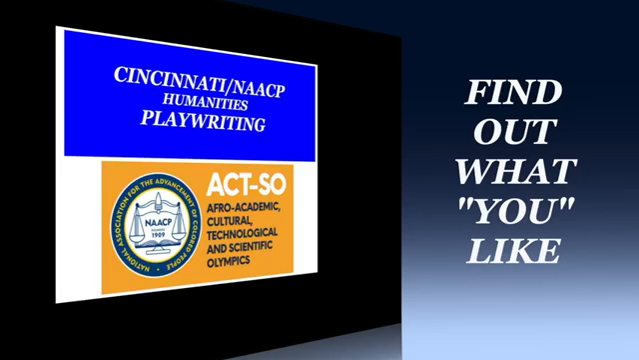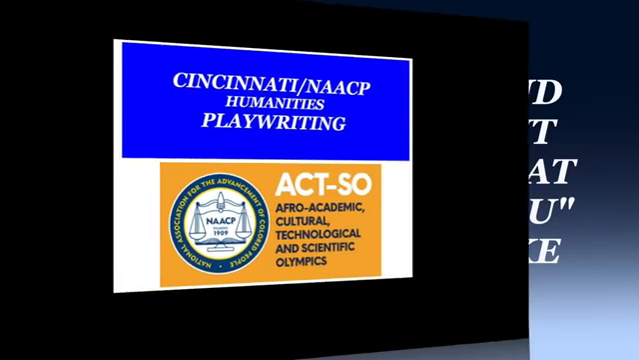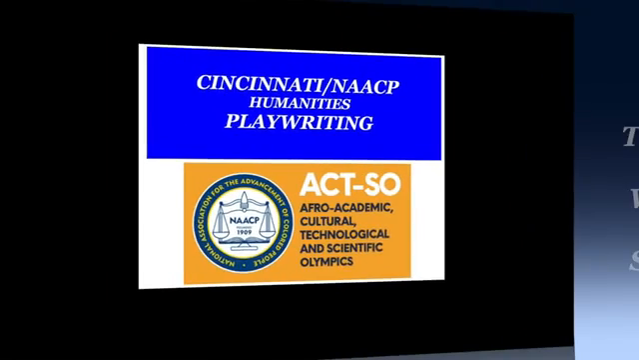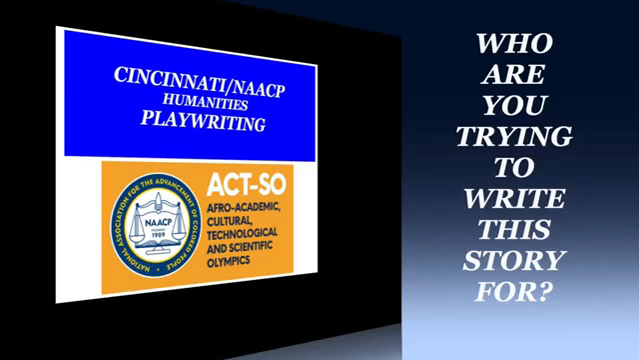That's number one. Another way to find a topic is to just look around yourself and see what current topics are going on. What current topics are of interest to people in the audience that you're trying to write for? Who are you trying to write this story for? Sometimes if you're more specific, it can even go to a broader audience of people. If you're speaking to a specific group of people that you want to tell a specific story to, then there may be other people that are interested in that story that you create.